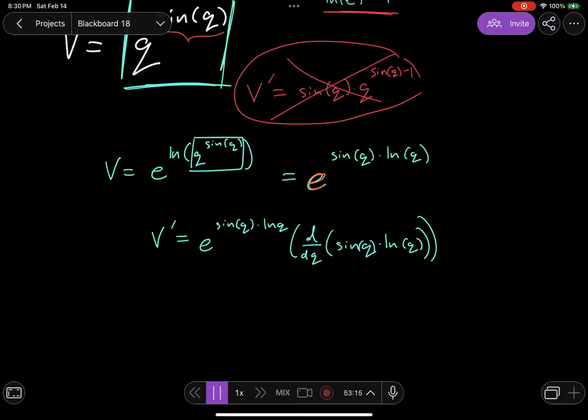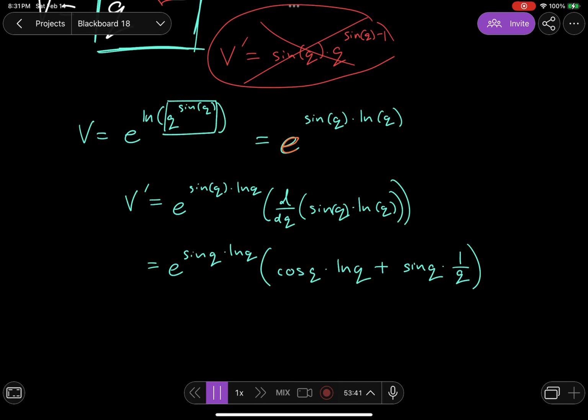But that's the product of two functions, ladies and gents. That's easy differentiating. What I have is e to the sine of q times the natural log of q, times the derivative of the first function, cosine of q, times the second, natural log of q, plus the first function, sine of q, times the derivative of the second, which is 1 over q. And I'm already almost done. But this e to the sine of q times natural log of q is the same thing as v. So what I'm actually going to write at the beginning is just v.